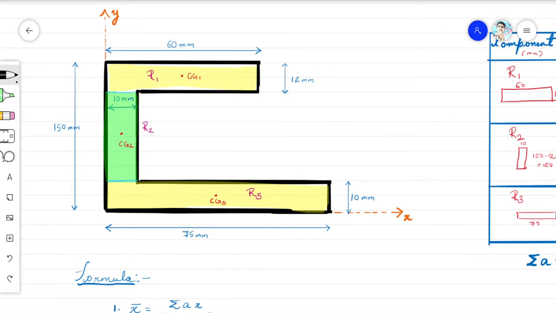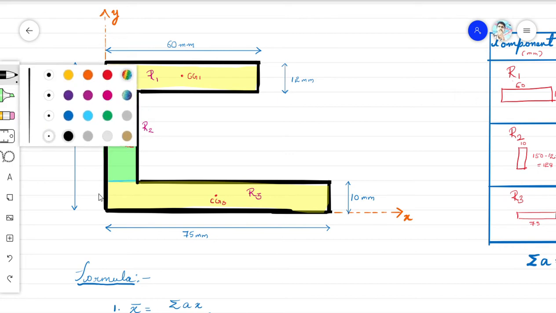So for this triangle R1, the xi is the distance from this point to this point. Okay, let me take some color for this so that you will understand.